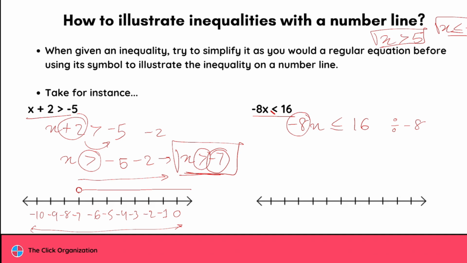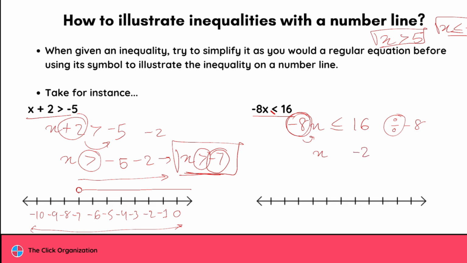This will cancel out this minus 8 over here because this is division, and right now minus 8 is being multiplied into x. This will cause x, and I'm just going to leave out this inequality symbol right now. We know that 16 divided by minus 8 will be minus 2.